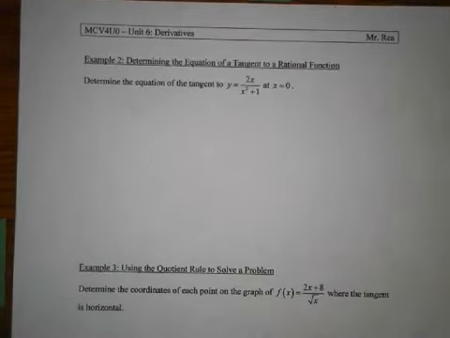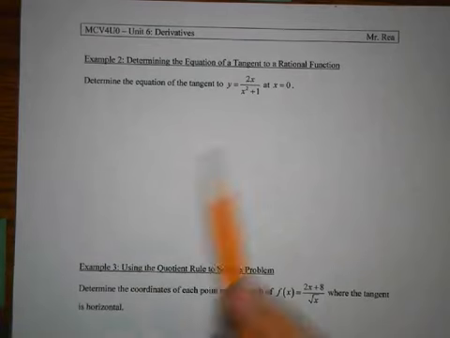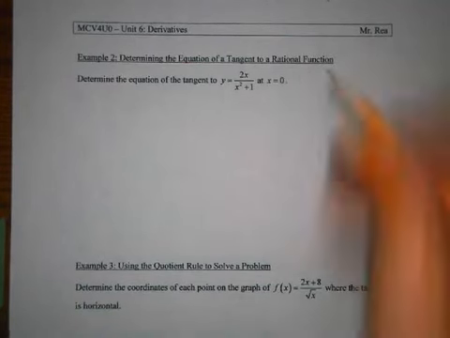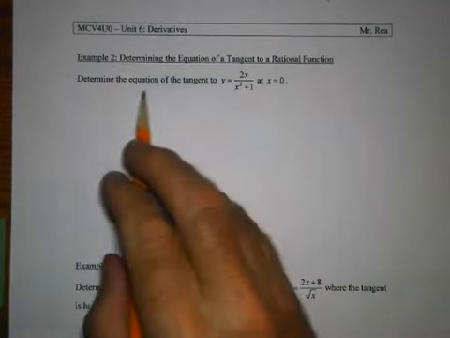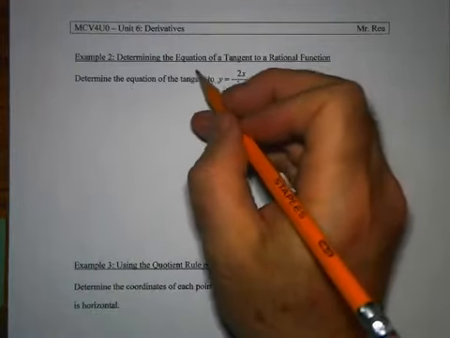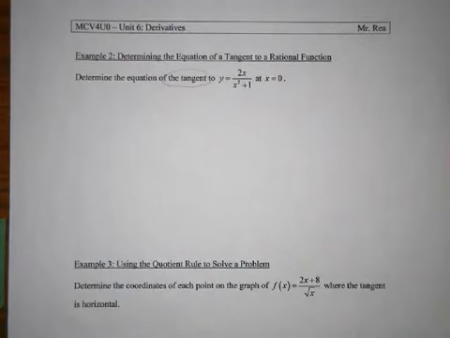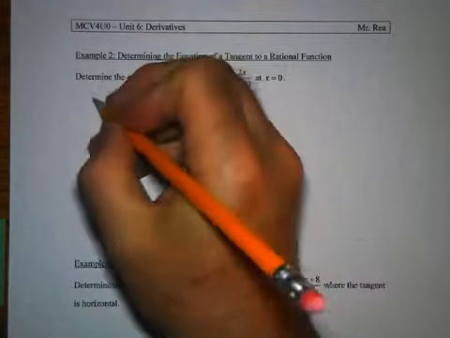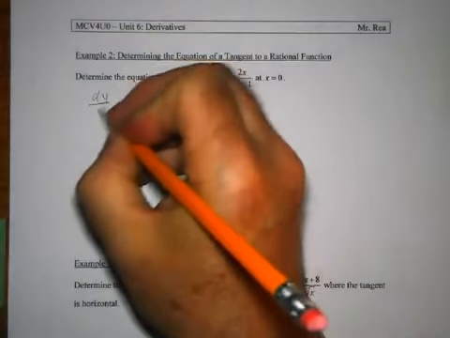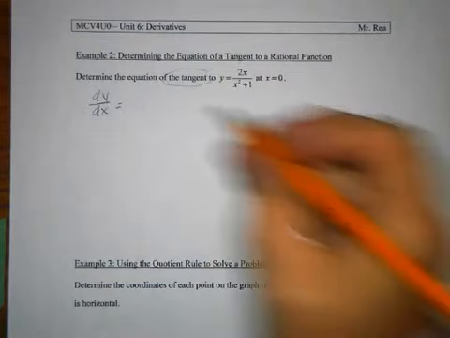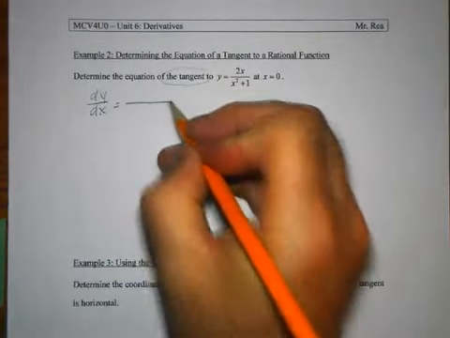Okay, another question here. Determine the equation of the tangent to y equals 2x over x squared plus 1 at the point x equals 0. Okay, so you see equation of the tangent. Tangent means derivative. So the first thing we're going to do is find the derivative of y. So that's going to be dy by dx. And again, this is a quotient. So we'll do quotient rule.